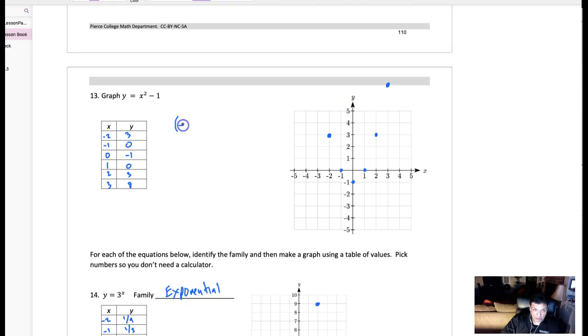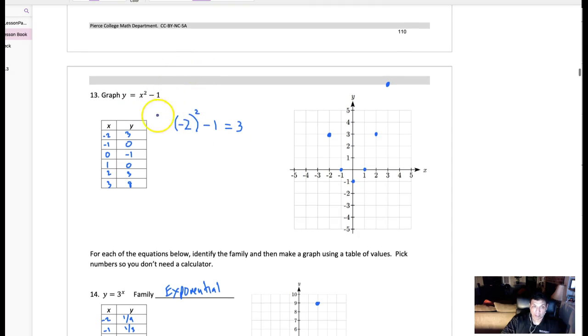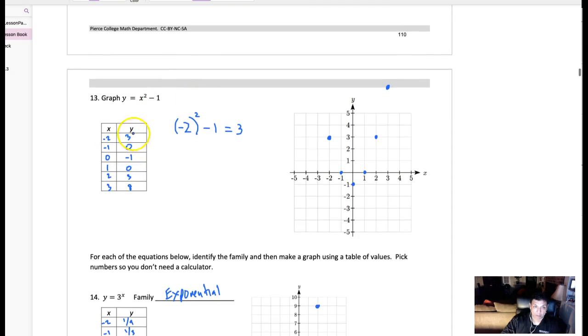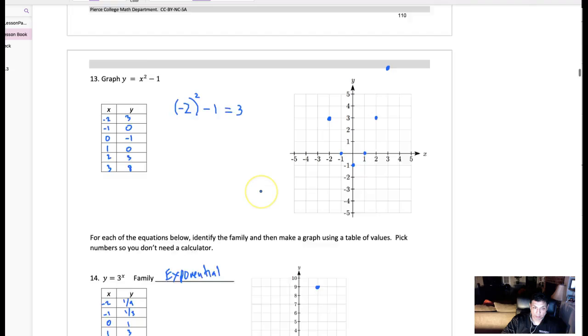Again, when you plug in, be careful with the calculator. When I plug in -2, I use parentheses: (-2) squared minus 1. In this case, that's 4 minus 1. Be careful in your calculator. Make sure you type this in correctly. A lot of times you don't put the parentheses around the -2 and you end up with the wrong answer. So be careful with that one. Make sure you can reproduce these points, so then you end up with that parabola shape.